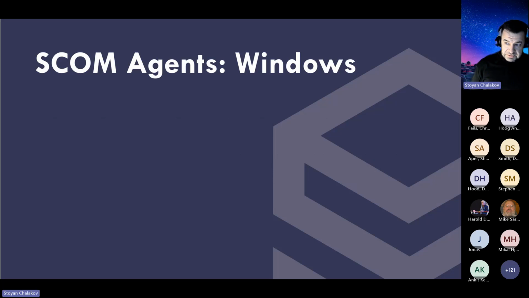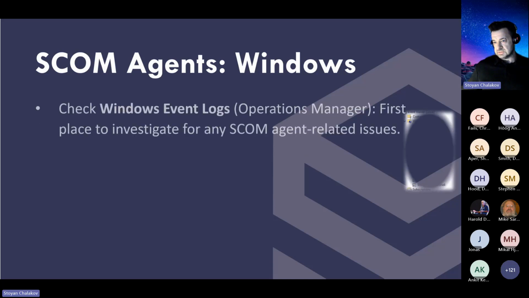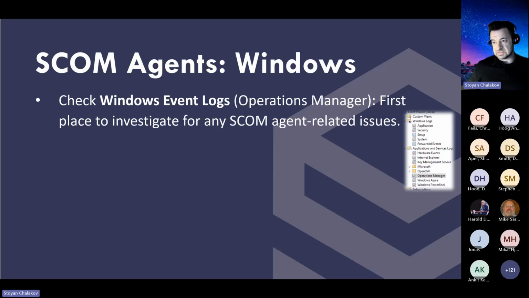Let's first start with the SCOM agents. We have the Windows agent and the Linux agent. What are the best practices when you have a certain issue, how are you going to approach it? The first thing I always do is go to the logs. I will check the Windows event logs and the Operations Manager logs, and it's the first place I turn if there are any issues with my SCOM agents. What I need to note here is that later in the presentation, while we cover the rest of the components, you'll definitely see this point, Windows event logs, popping out.